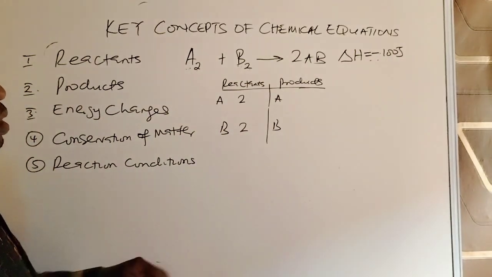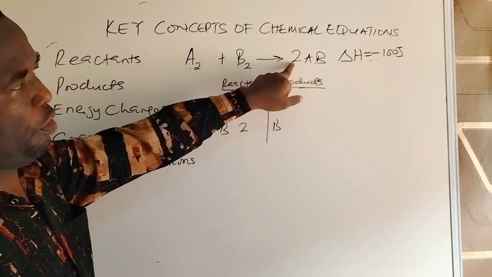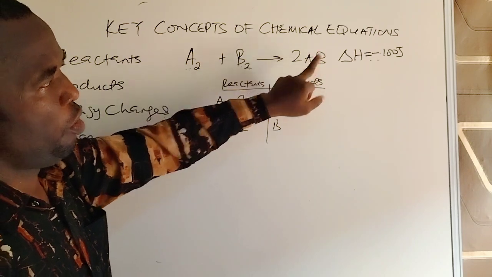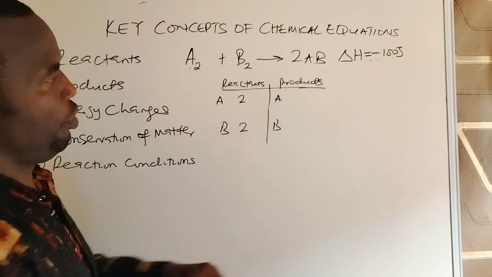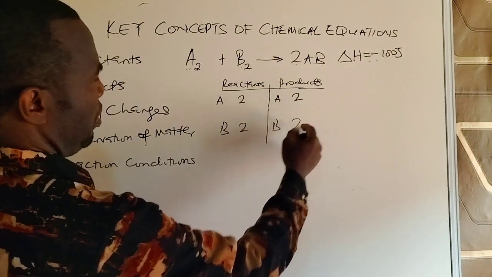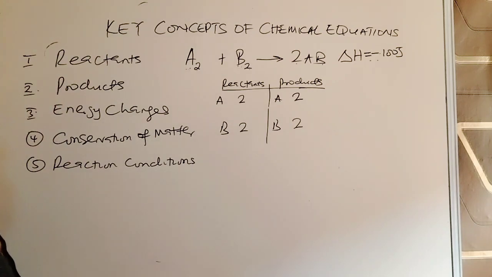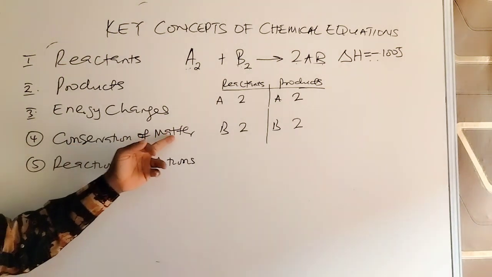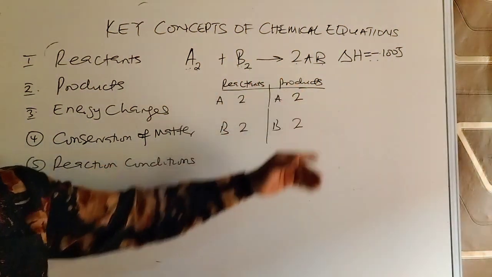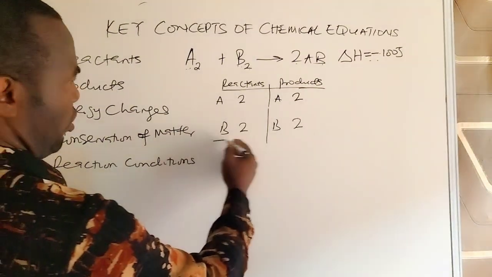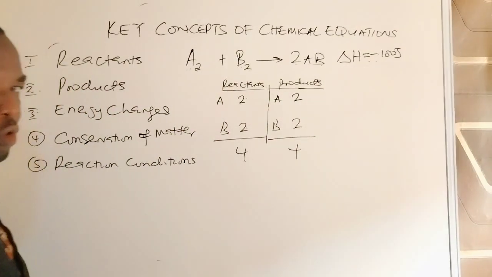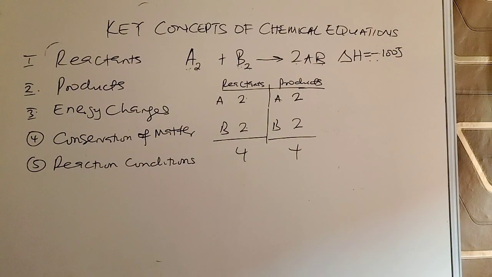On the product side, there are 2 atoms of A because the 2 in front, what does it mean? The 2 in front multiplies each atom behind it one after the other. So there's 1 atom of A times 2 giving you 2 of A. There's 1 of B times 2 giving us also 2 of B. That means this equation is balanced and obeys the law of conservation of matter, whereby the number of atoms on the left-hand side and the one on the right-hand side are equal. If I calculate the total number of atoms here, 2 plus 2, 4. 2 plus 2 also 4, meaning that the equation is balanced and obeys the law of conservation of matter.